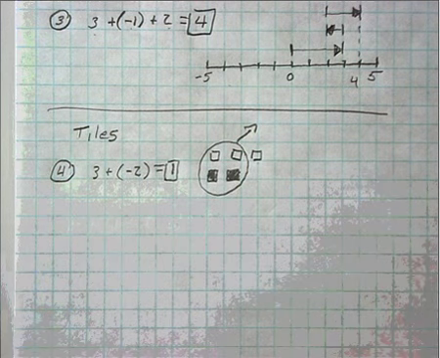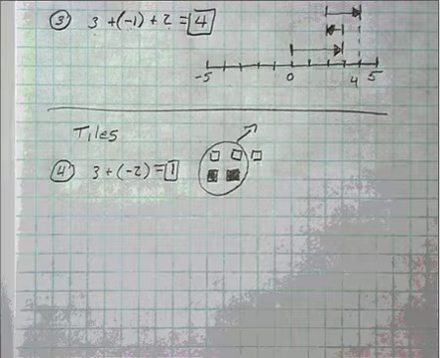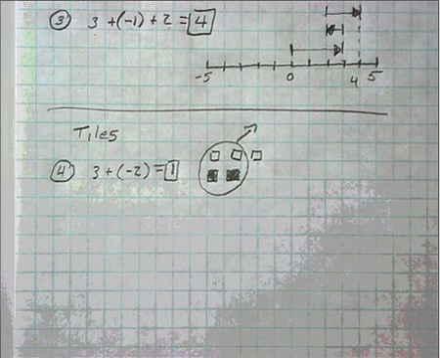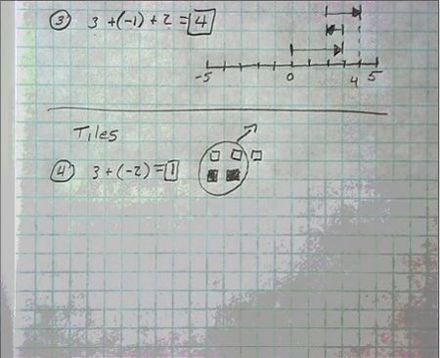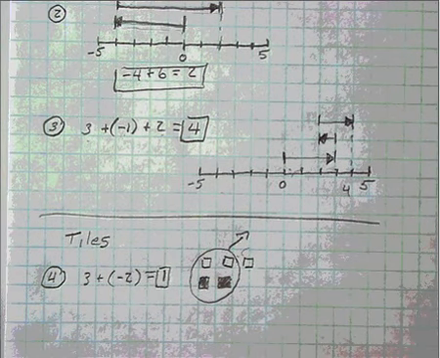So if you're ever given a state test or given the question, represent these numbers or represent this expression in 2 different ways. These are 2 different ways showing the same process.